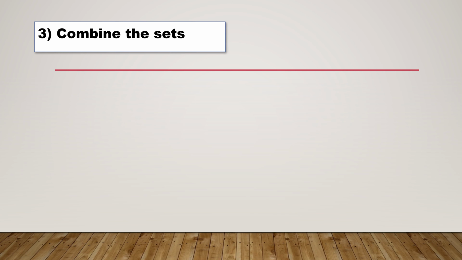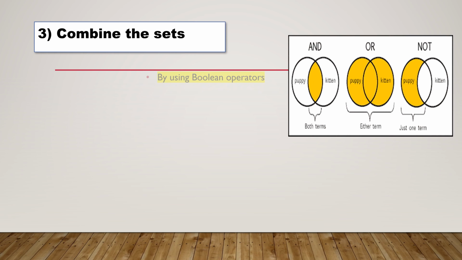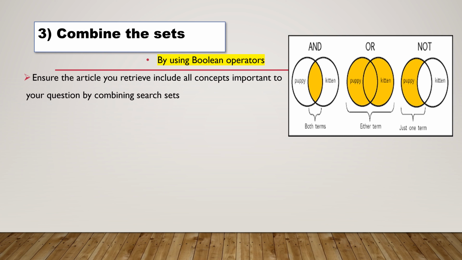3. Combine sets. It's important that your search strategy reflects all concepts important to your question. You can do this by combining search sets using Boolean operators. You can combine PICO concepts in one string for advanced search using the Boolean operators AND, OR, and NOT. AND is used for connecting both terms, OR is used for either term, and NOT for just one term in your search.